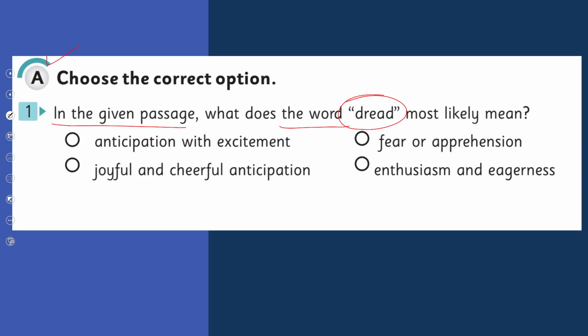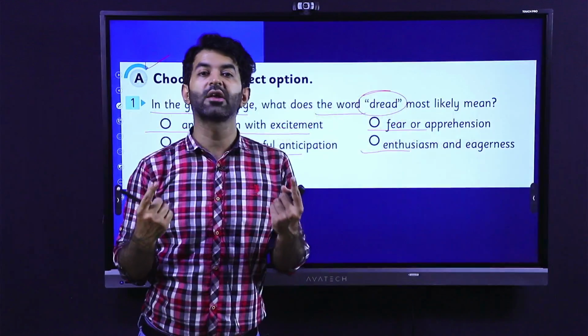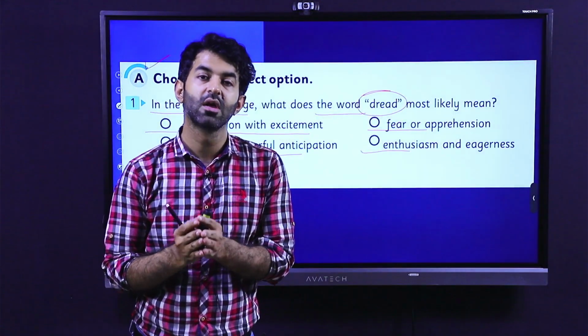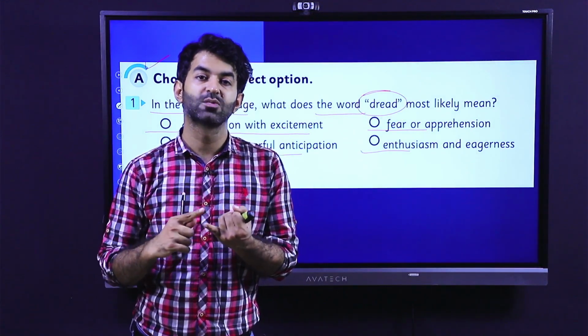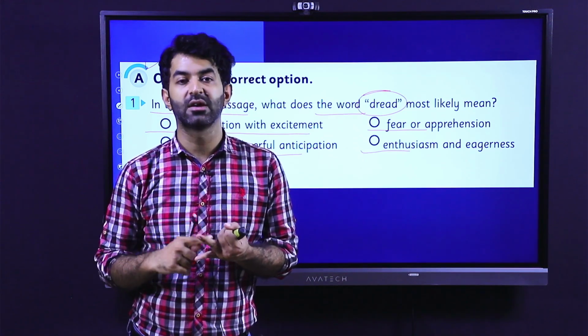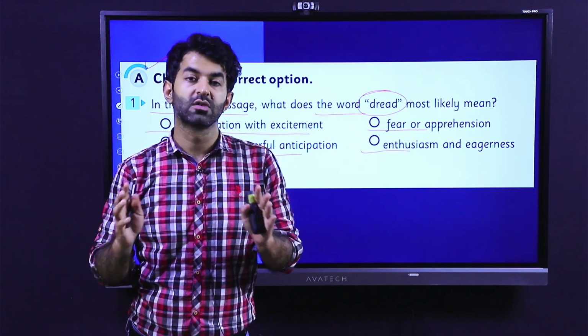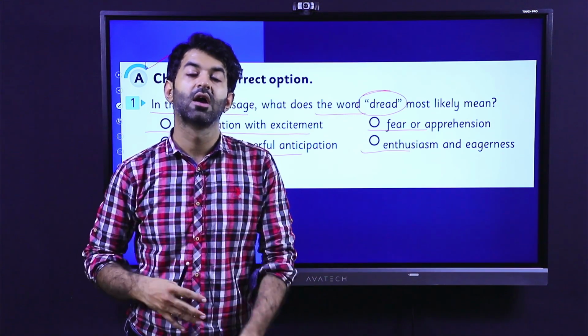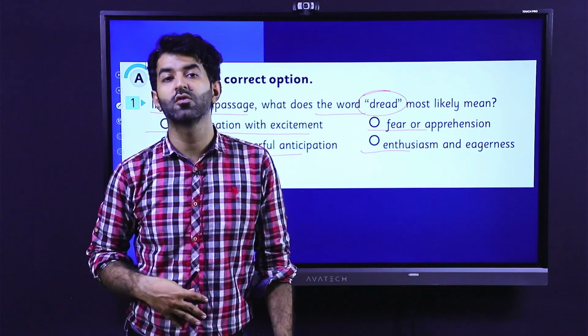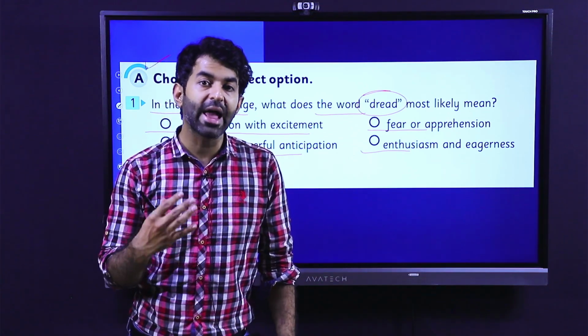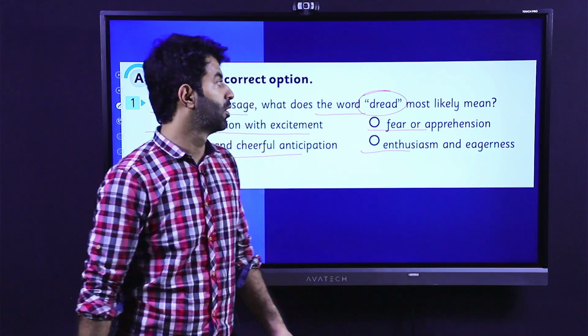Does dread mean anticipation with excitement, joyful and cheerful anticipation, fear or apprehension, or enthusiasm and eagerness? We are going to determine the meaning by using context clues. And students, what are these context clues? These are example clues, explanation clues, synonym or antonym clues, or inferential clues. These are the clues that we have already studied in one of the previous lessons. So apply these context clues and find the meaning of this word.